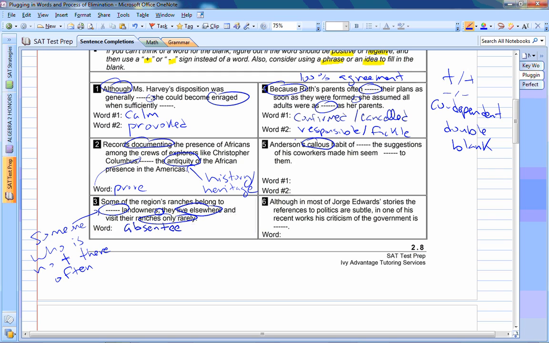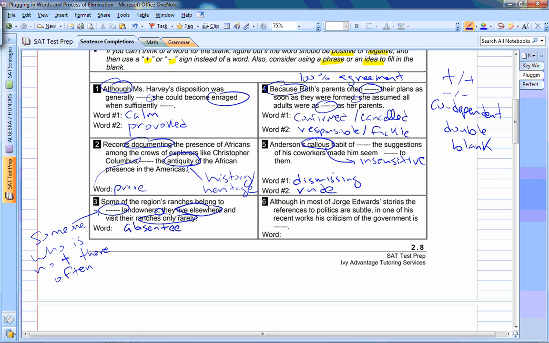So you see the word callous. Hopefully you know what the word callous means. If you don't, I'll tell you right now. Callous means being insensitive, which is obviously a negative word. So there's a negative connotation to the word callous. So he probably has a callous habit of dismissing the suggestions of his coworkers. So he probably just brushes them off, makes them feel inferior or stupid. So it made him seem rude to them or mean to them. So that's one way you can go about that one.